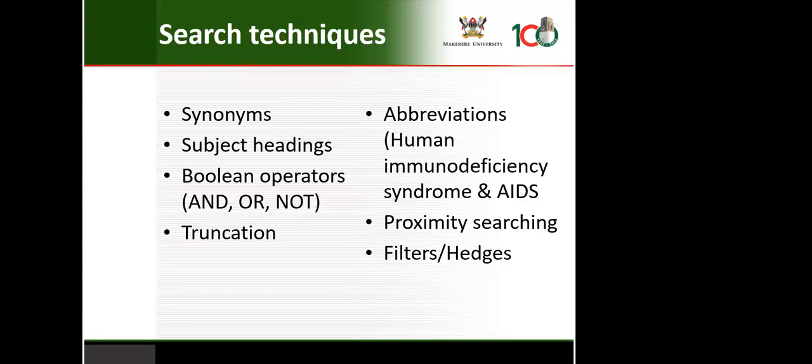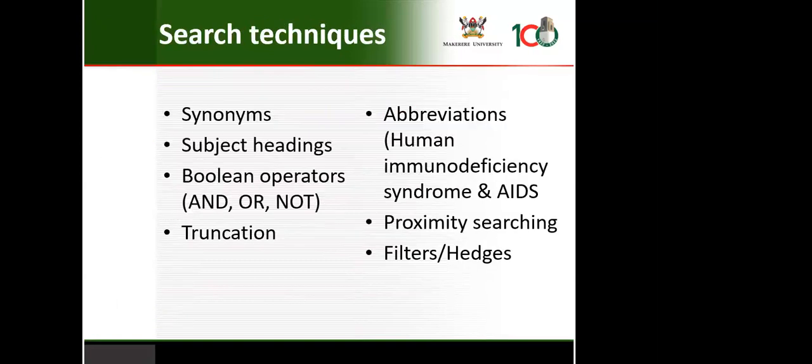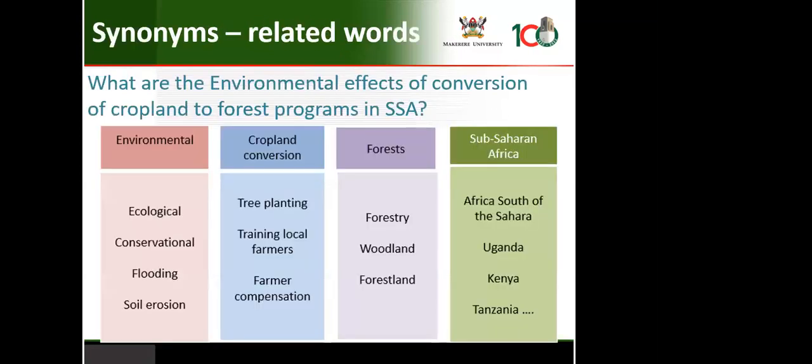I think some of these things are going to be talked about by the next person in the next session, so I will not talk about them a lot. Then we shall also look at Boolean operators, truncation, abbreviations, proximity searching, and filters and hedges. So let's start with synonyms.